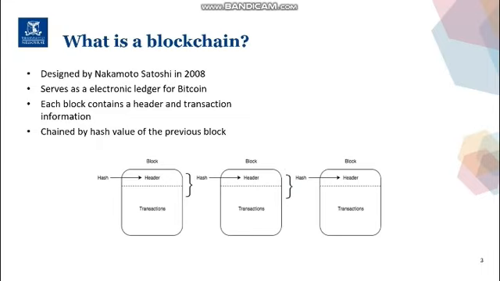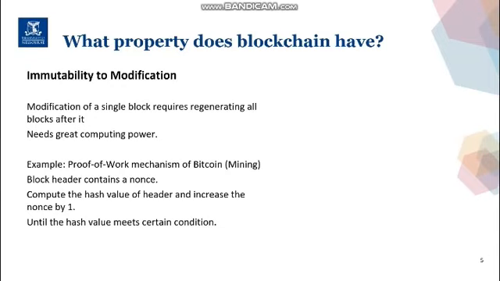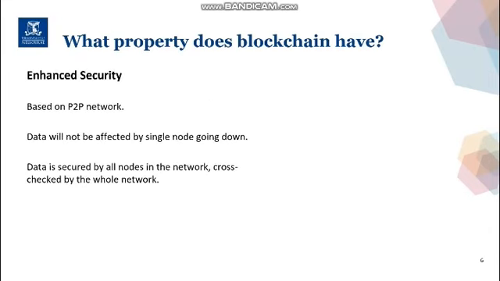As you can see in the picture, the data in the blocks is transaction information. Blockchain has many properties. The main one is that it is immutable to modification. Since the blocks are chained by the hash value, even a single bit alteration in a block requires regenerating all the blocks after it. Actually, it's not impossible, but it needs great computing power and is currently very difficult to realize. Another property is that blockchain provides better security.